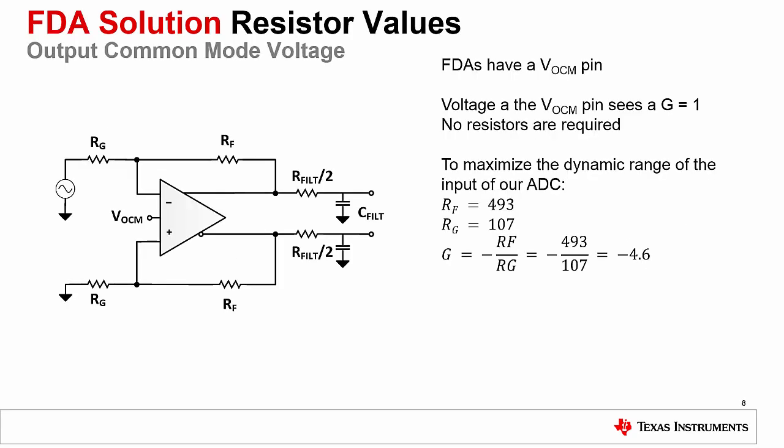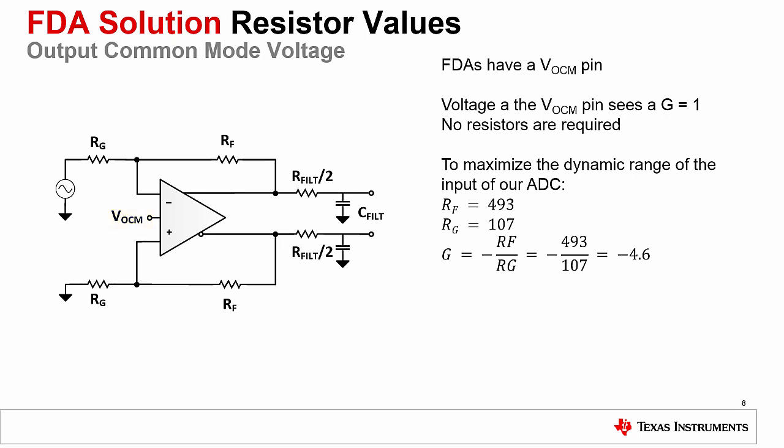FDAs are a little simpler for this application. FDAs have a VOCM pin that is set to a gain of 1 volt per volt. We simply connect the voltage reference pin from the ADC to the VOCM pin of the FDA. If we set the voltage reference to 2.5 volts, then our output will shift by 2.5 volts.